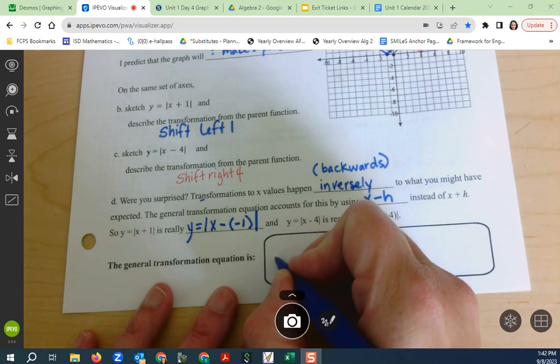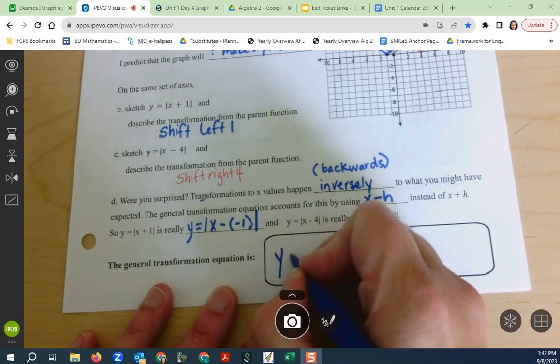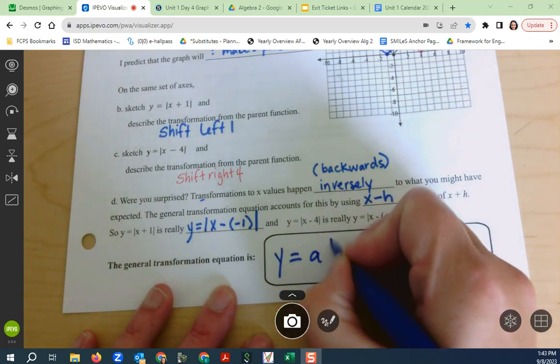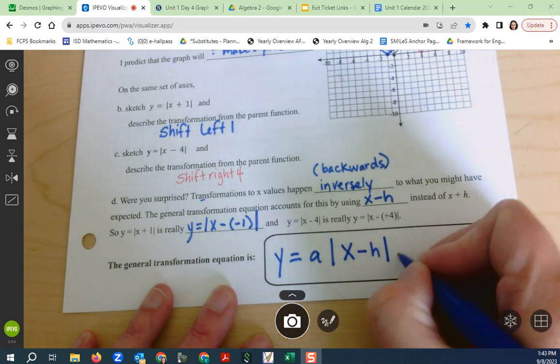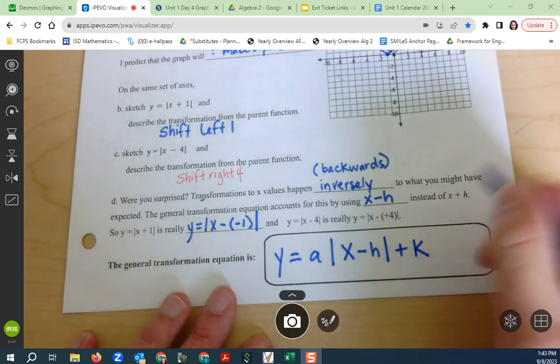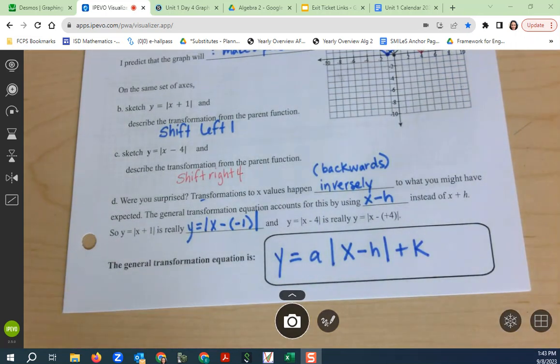So here is the general transformation equation. It's going to be y equals a absolute value x minus h plus k. So that minus is part of the equation, and it doesn't mean to move left.